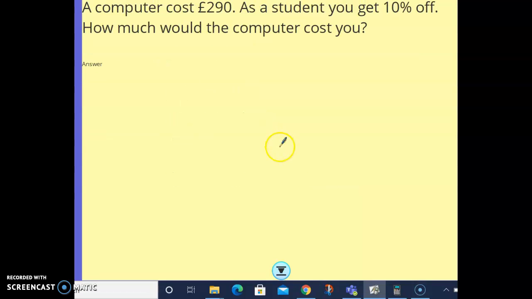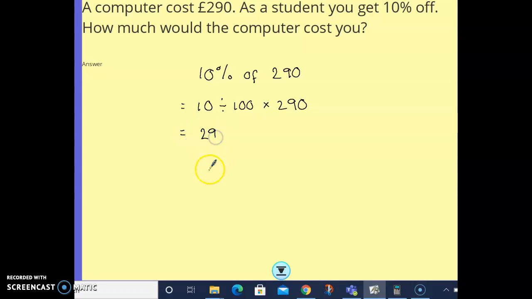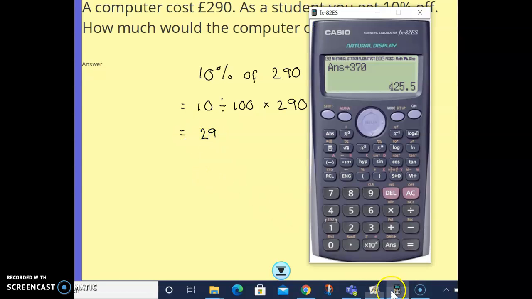Question 2, a computer costs £290. As a student, you get 10% off. How much would the computer cost? So we're going to find 10% of 290. Percent means out of 100, so we're going to do 10 divided by 100 times 290. That's one you might be able to work out without a calculator. That would be 29, but you just do it the exact same way on your calculator: 10 divided by 100 times 290.